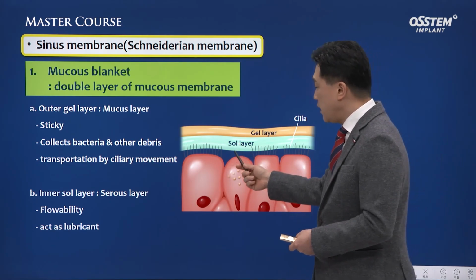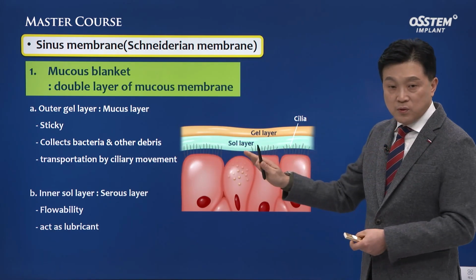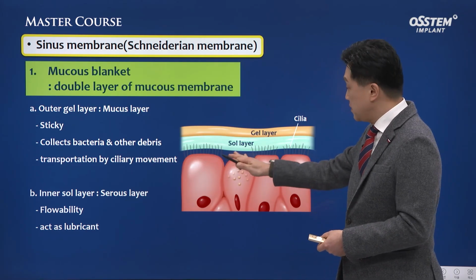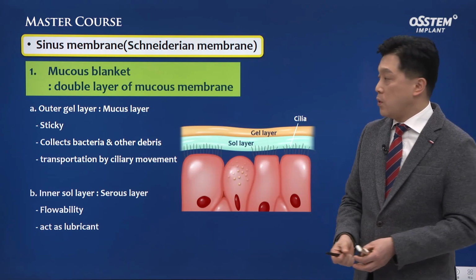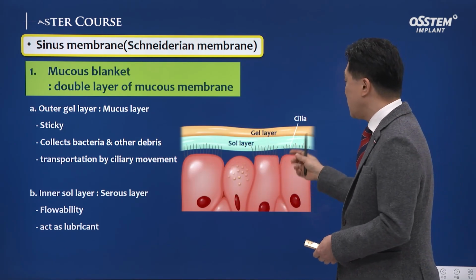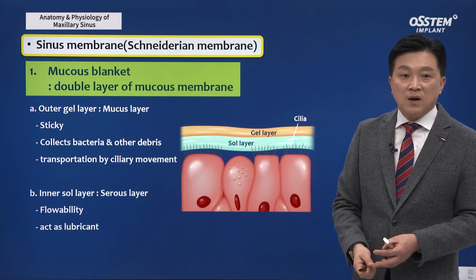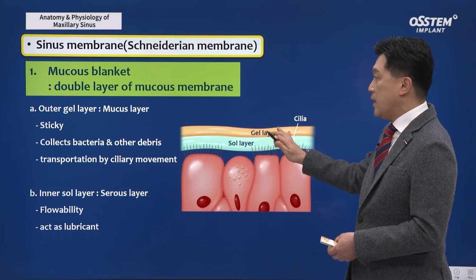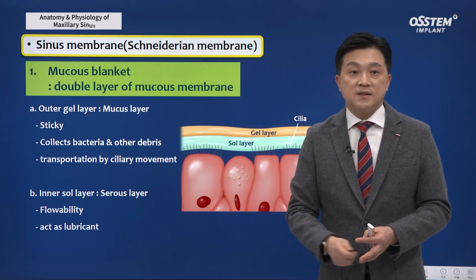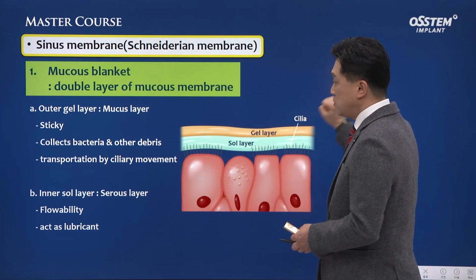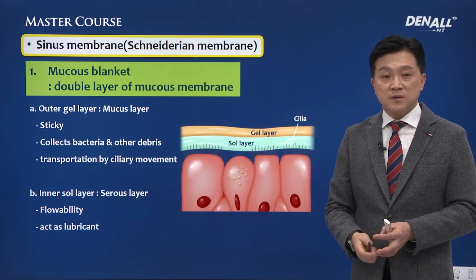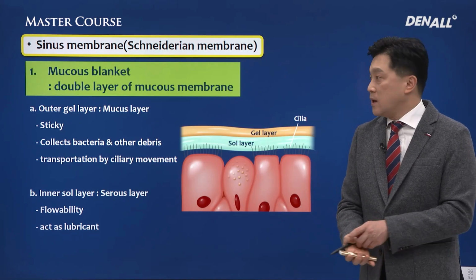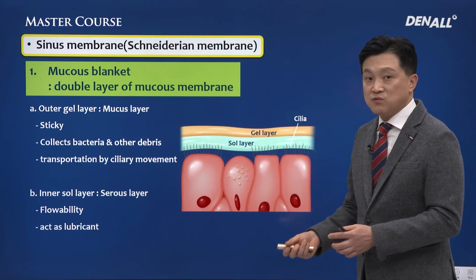In the case of the sol layer, it helps ciliary movement, and through the ostium, it allows easier excretion. It serves as a lubricant. The gel layer collects the bacteria and other debris and sends it to the ostium through ciliary movement. The gel layer collects bacteria and debris very well.